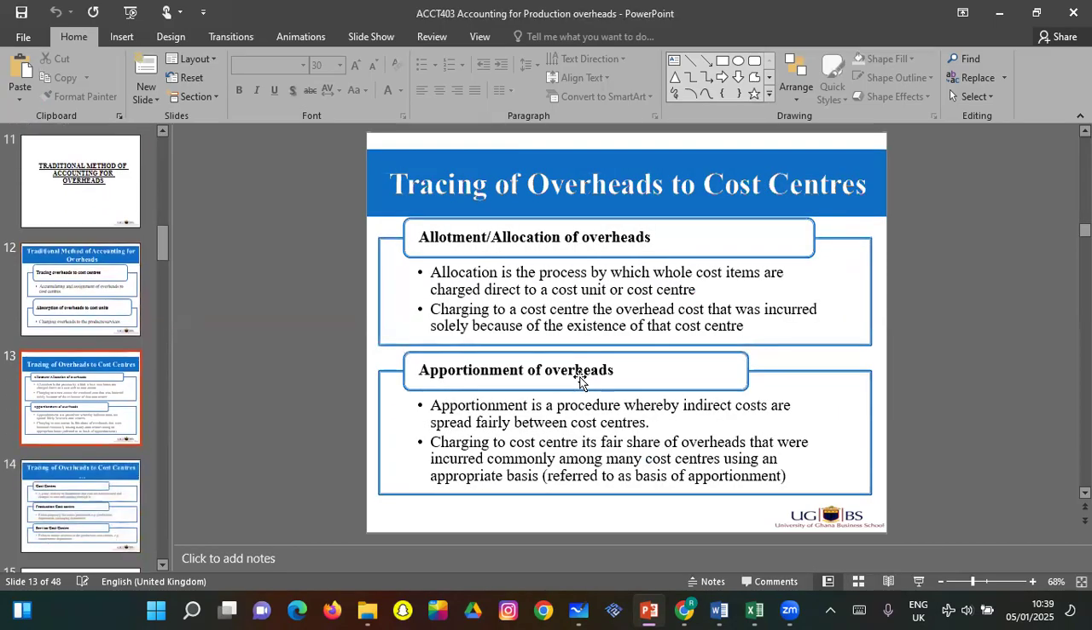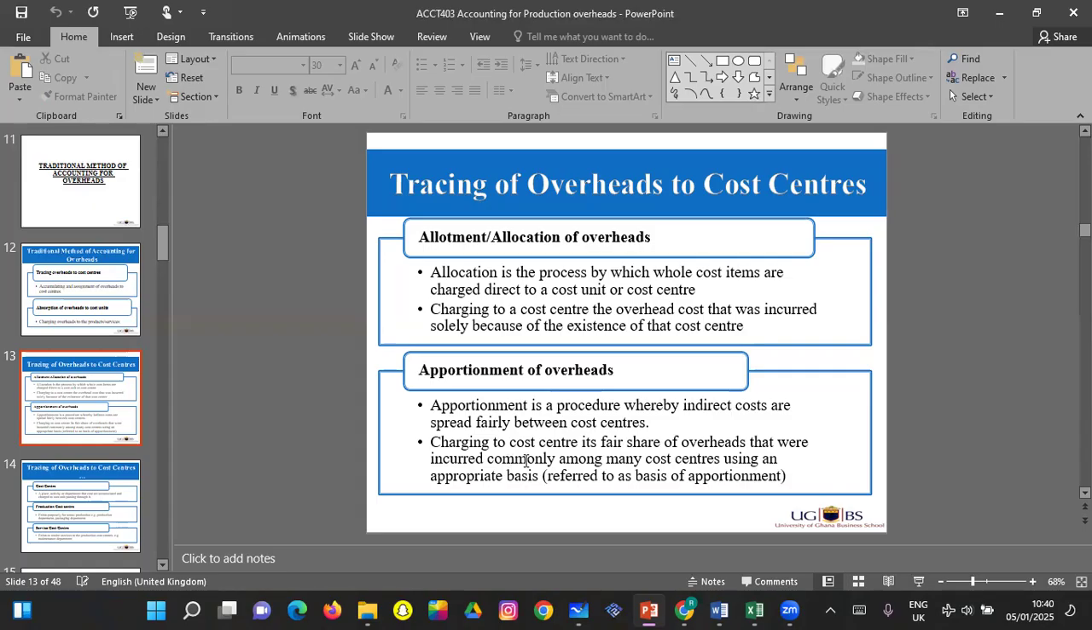So allotment or allocation of overhead. Allocation is a process by which whole cost items are charged direct to a cost unit or a cost center. Charging to a cost unit the overhead cost that was incurred solely because of the existence of that cost center. The apportionment of the overhead is a procedure whereby indirect costs are spread fairly between cost centers. So this is where we share them.